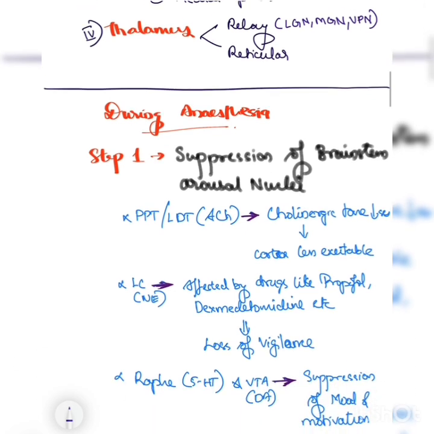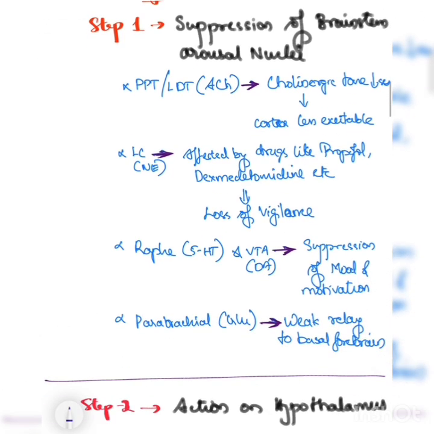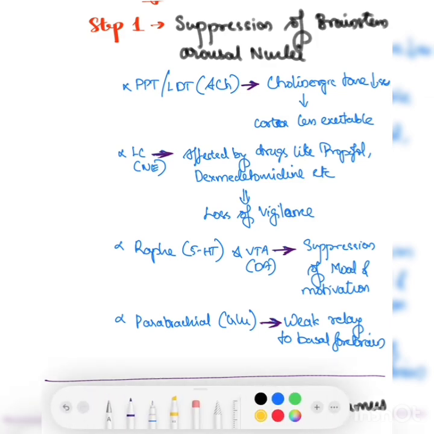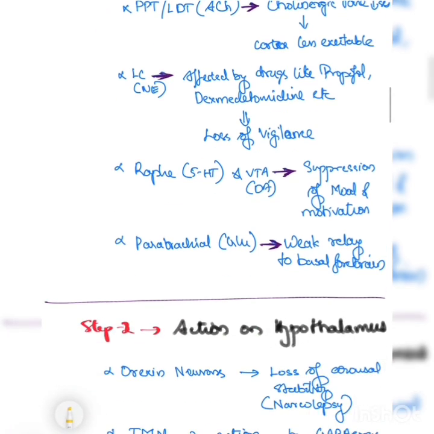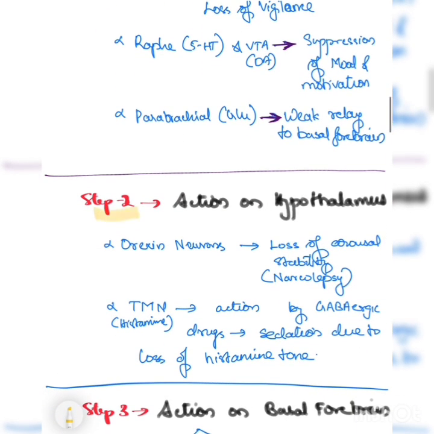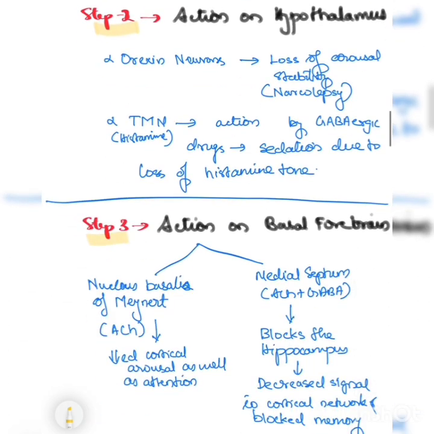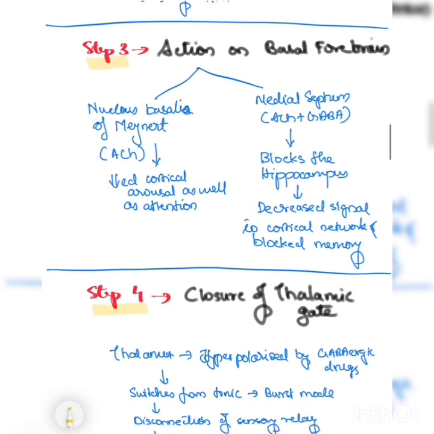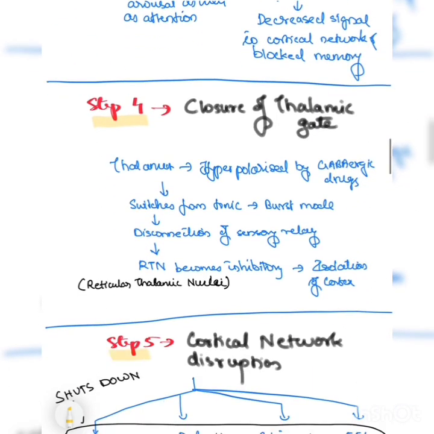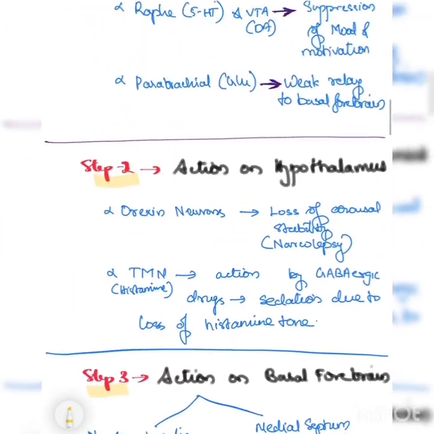So now we will see what happens during anesthesia. We will have a quick overlook. We will define it in 5 simple steps so that we can have an idea of what happens in our brain, in each area and the nuclei, with respect to the action of drugs on different parts of these systems.